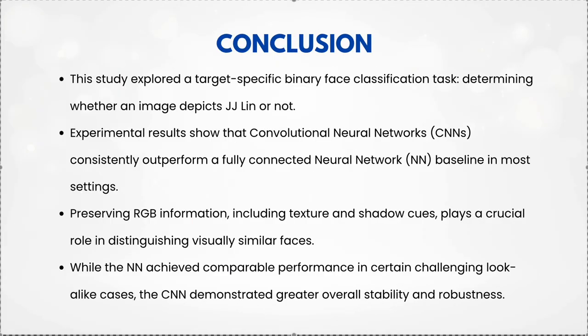So, our conclusion. To conclude, our project explored the task of determining whether an image belongs to JJ Lin or not. Across both datasets, the CNN consistently outperformed the neural network baseline, demonstrating the clear advantage of leveraging spatial features. We also found that preserving RGB information is crucial for distinguishing visually similar faces. Overall, the CNN offered more robust and stable performance, even in challenging real-world scenarios.